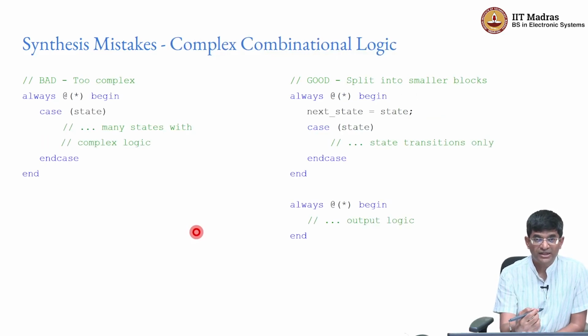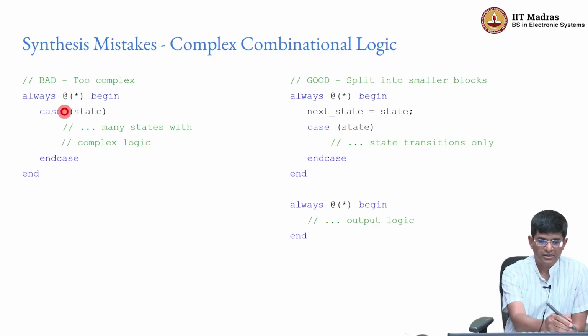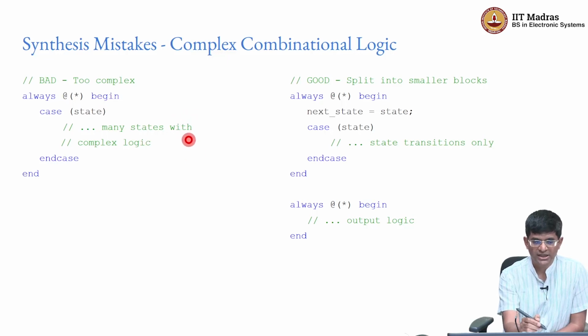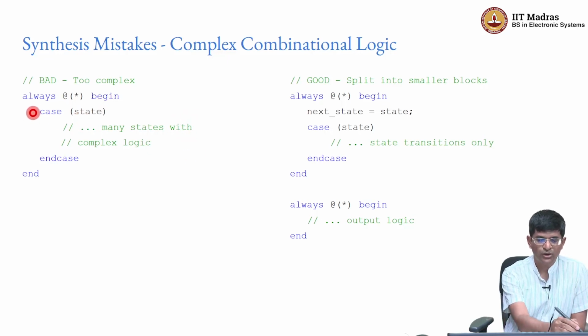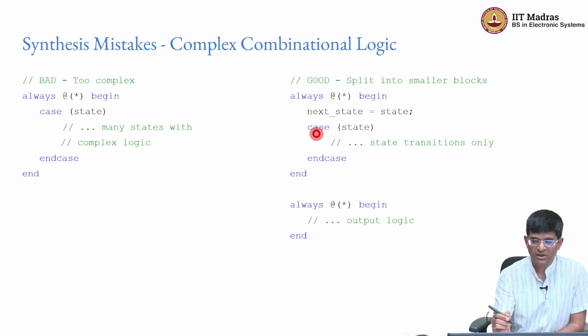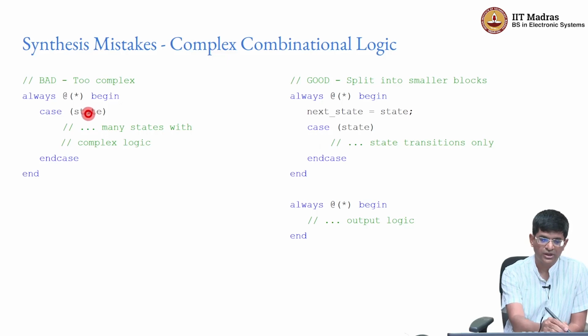An example where things are getting too complicated: you have an always block which you are trying to make combinational. It has many states with some kind of complex logic inside them, and you are writing a case statement of this sort which basically has many states and fairly complex logic in here. The alternative is to simplify this logic. Typically what ends up happening is I have certain kinds of computations based on the present state.